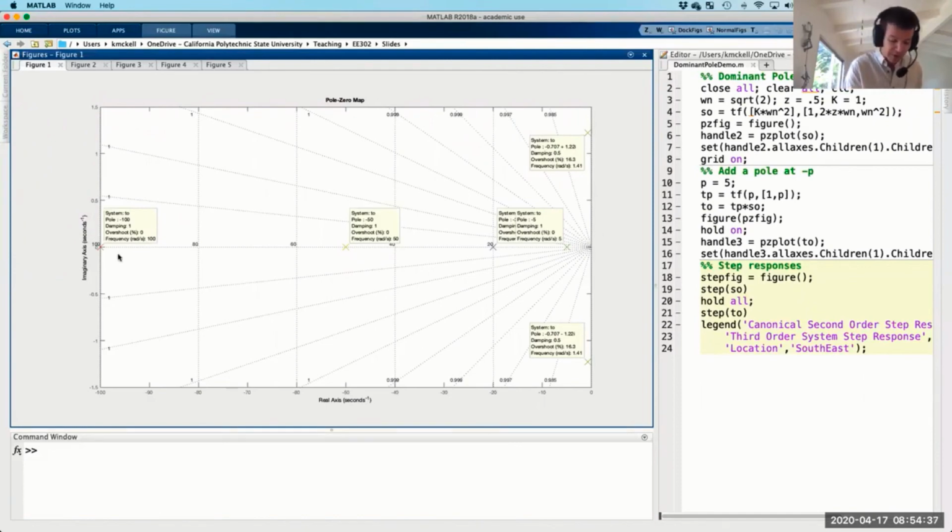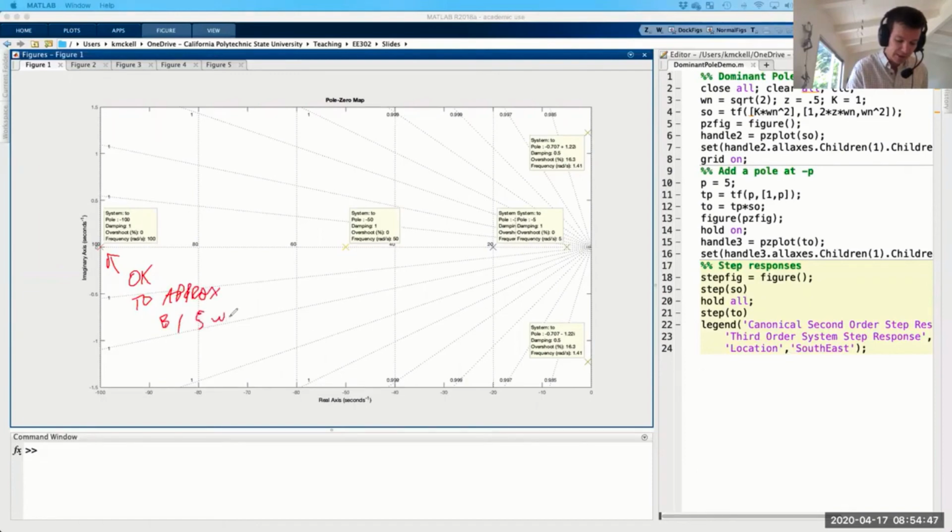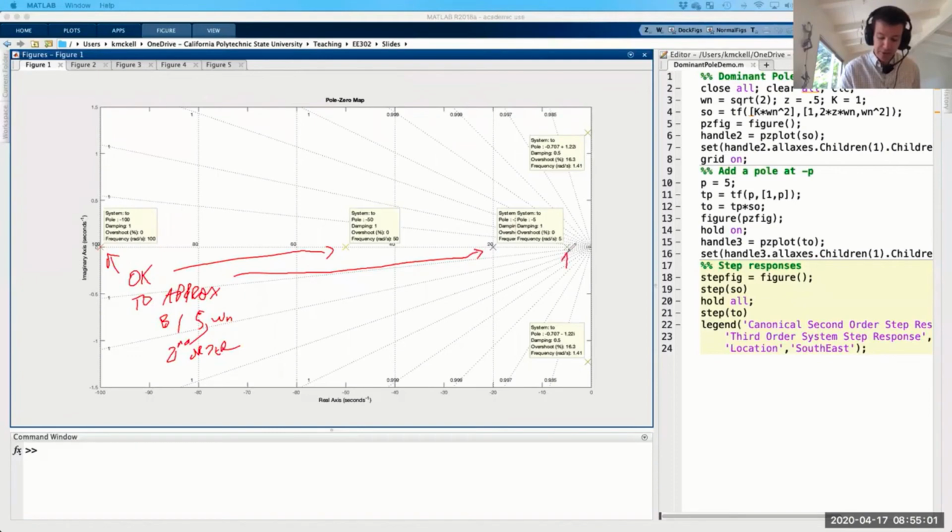What we've learned is that if we have a third pole here, this is okay to approximate by zeta and omega n, i.e. second order. And I think by demonstration, this one was also okay. This one was starting to be a little questionable, but this one, not okay to approximate.